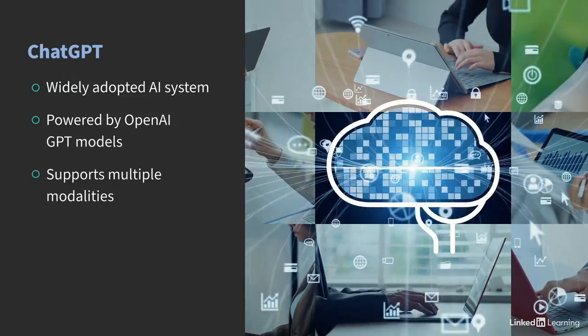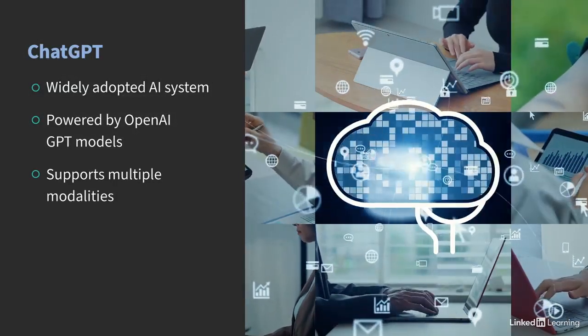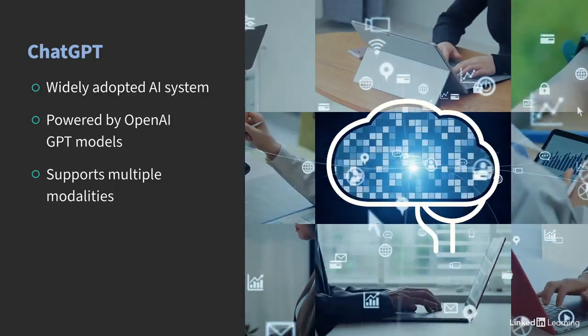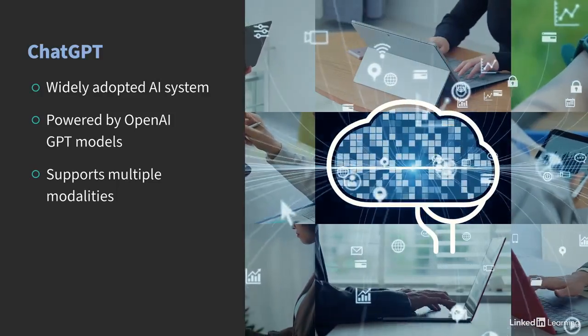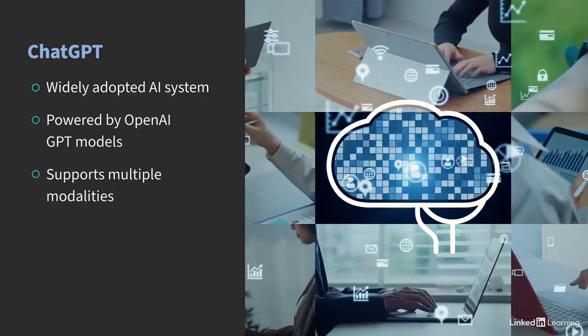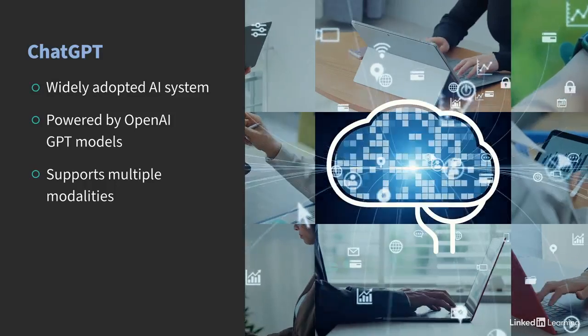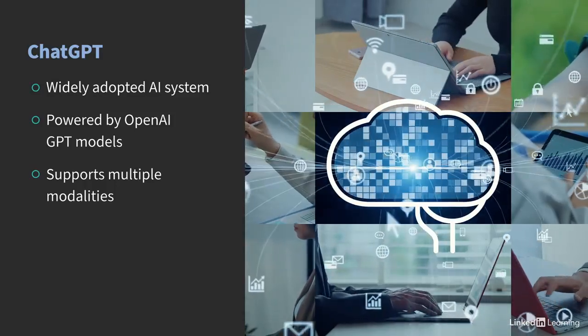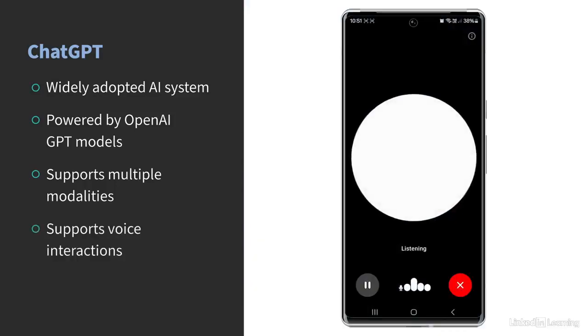ChatGPT supports multiple modalities. That means inputs to ChatGPT are not limited to one type of data. It's not uncommon for an input to include text as well as an image. Recent iterations of ChatGPT also support voice instructions, and these instructions are becoming more and more like natural conversation.